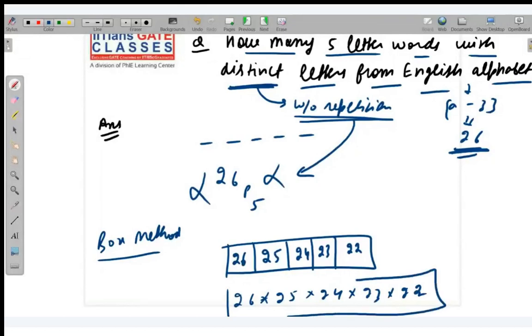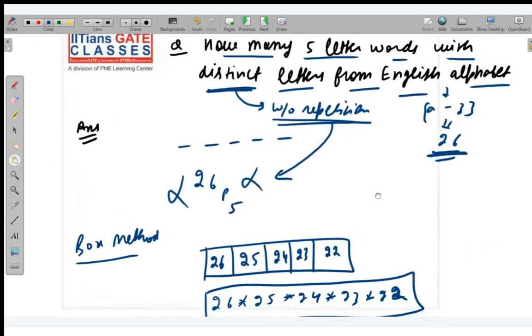This is my answer. Now some of you will say, sir, why are we doing multiplication, why are we not doing addition and all. Many of you will get confused about when to apply addition, when to apply multiplication, and so on. For that we should know the fundamental principle of counting. Let me show you that in the next slide. So please take a snapshot of this, then I will jump to the next slide.